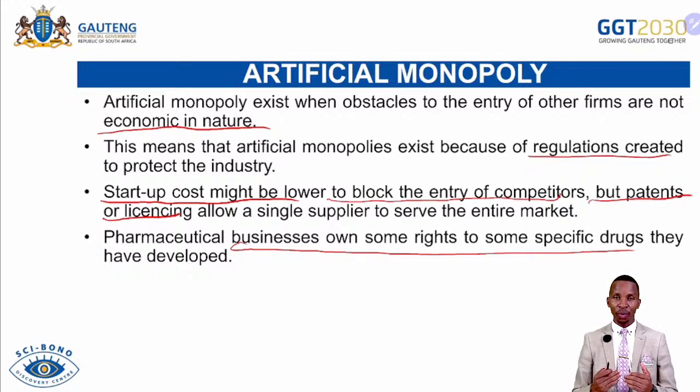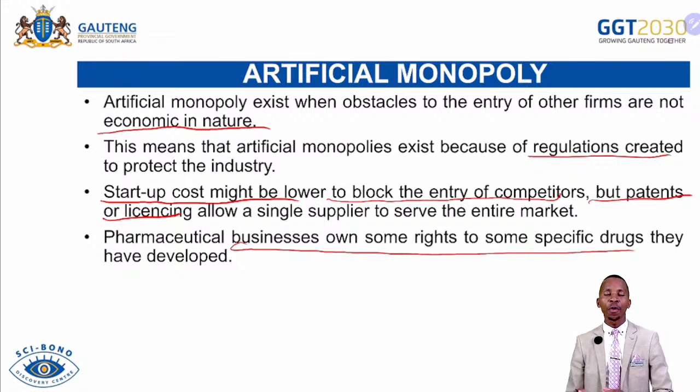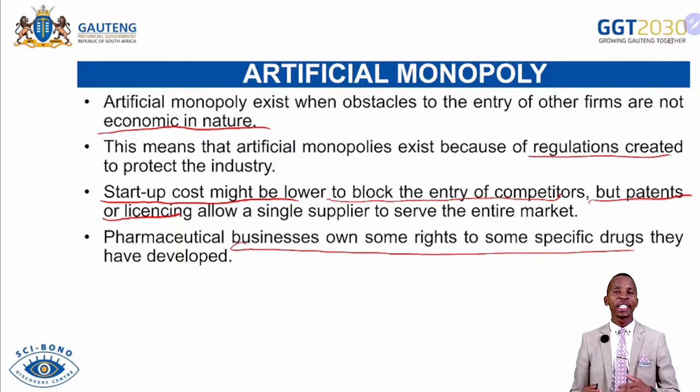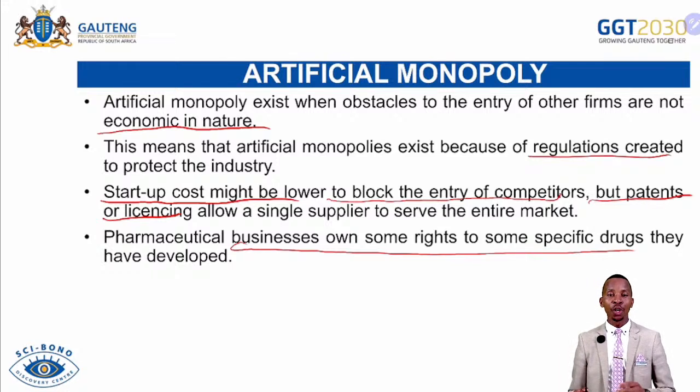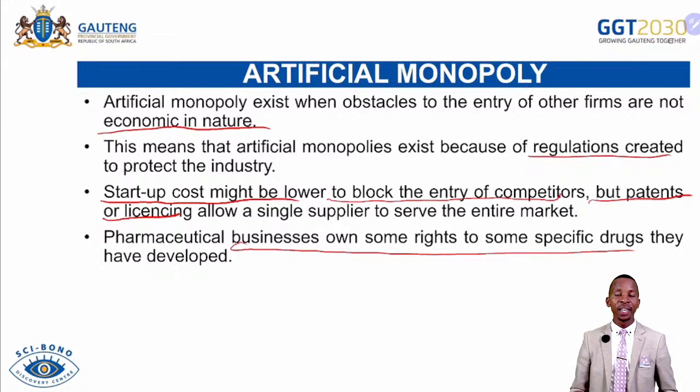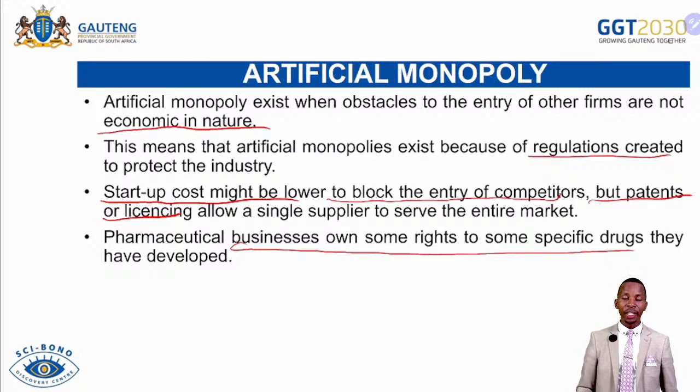So it is not natural. There are some restrictions in place to prevent other firms from entering the market. It does not occur just because the firm is good enough to be the supplier of the product, but because the firm is protected through barriers to entry that are artificial, not natural.